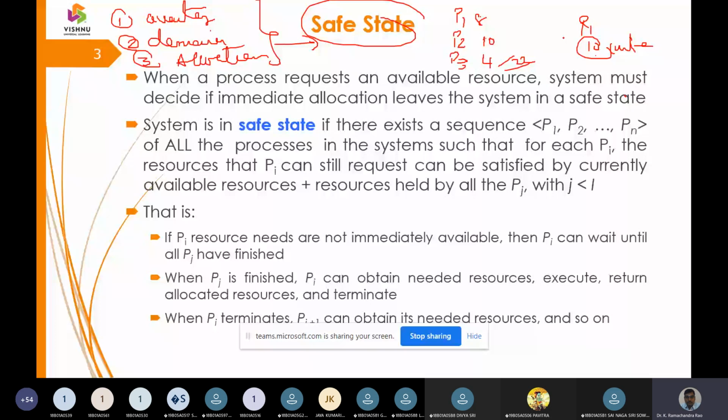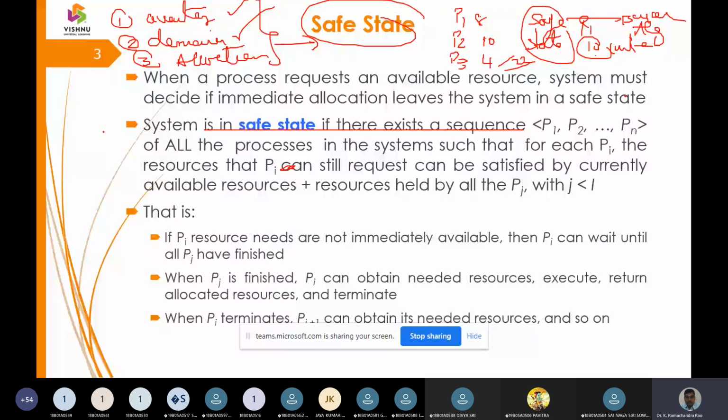For those 10 instances, it has to give to P1, to P2, and to P3, making an algorithm. That algorithm is built up with the concept called safe state, and that is managed with the banker's algorithm. So how is this banker's algorithm nurtured? It is nurtured with primitives called availability, demand, and allocation. So we have these items.